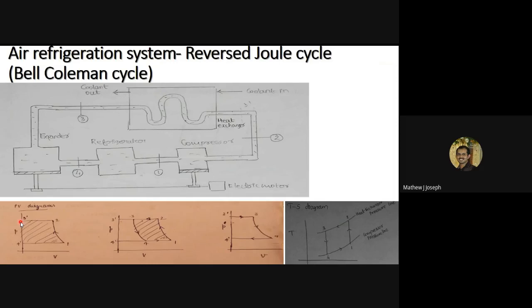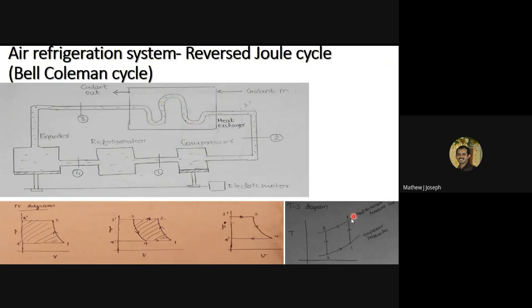In that delivery stroke, the warm air compressed by the compressor will be moving towards the heat exchanger. So after getting inside the heat exchanger, what is happening? This warm air, which was compressed by the compressor, will be rejecting the heat towards the coolant medium. That heat rejection process is occurring at constant pressure, and during that heat rejection, the temperature of the air will be getting reduced.